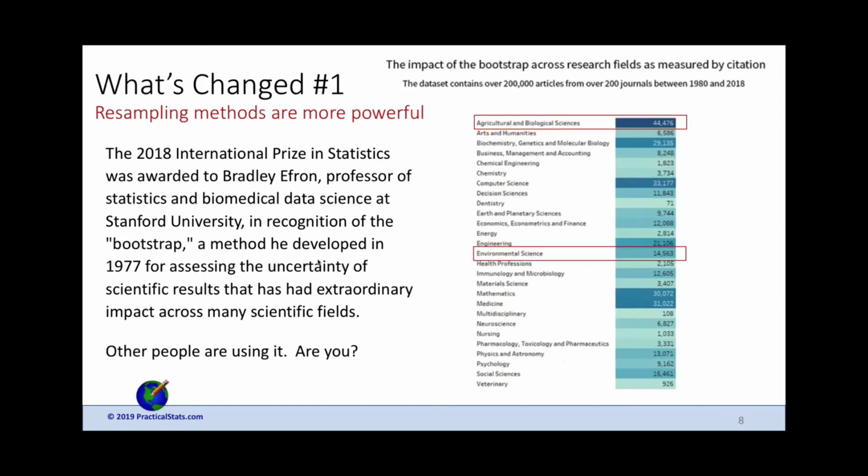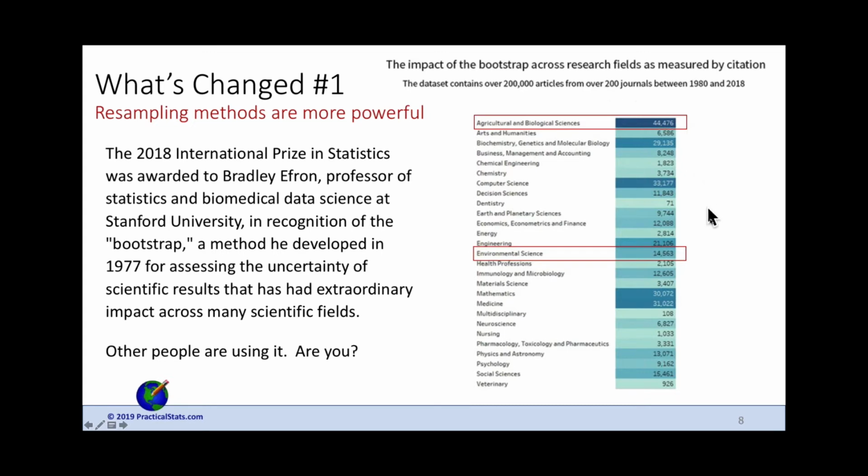Another version of these resampling methods is called bootstrapping. Last year in 2018, Bradley Efron, the professor of statistics at Stanford, was given the International Prize in Statistics. That's like the Pulitzer Prize, or maybe even more prestigious in statistics, for his development of the bootstrap back in 1977. So this is not a new method.